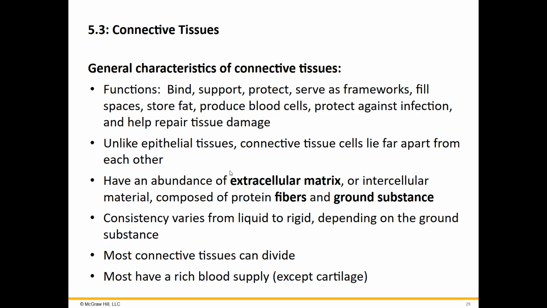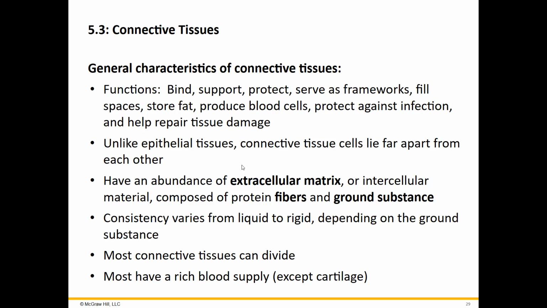All connective tissue exists in what we call an extracellular matrix. So it's outside of the main bulk of cells, connecting everything together. And we call that the extracellular matrix, or the intercellular, meaning between cells, material. That is similar to your cytoplasm. And inside you have the physical stuff, the fibers, and the fluid, the ground substance. This would be equatable to your organelles and your cytosol.